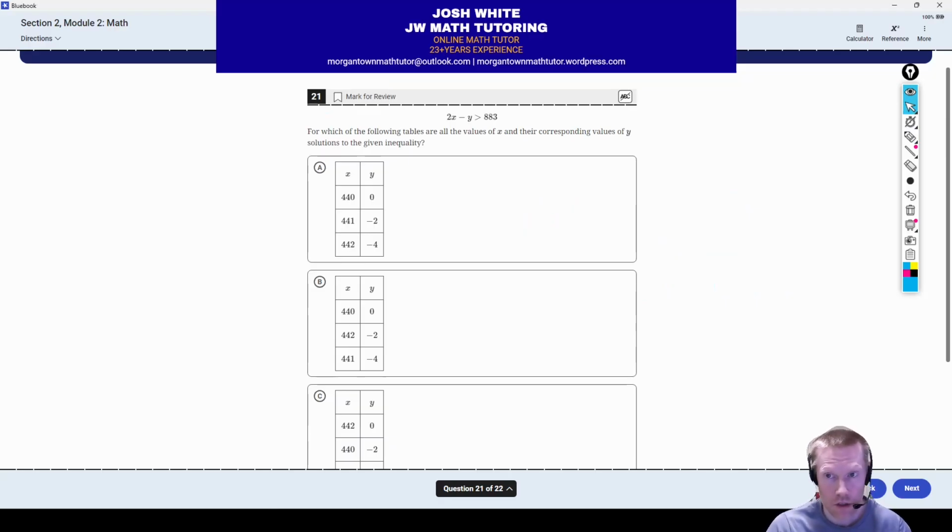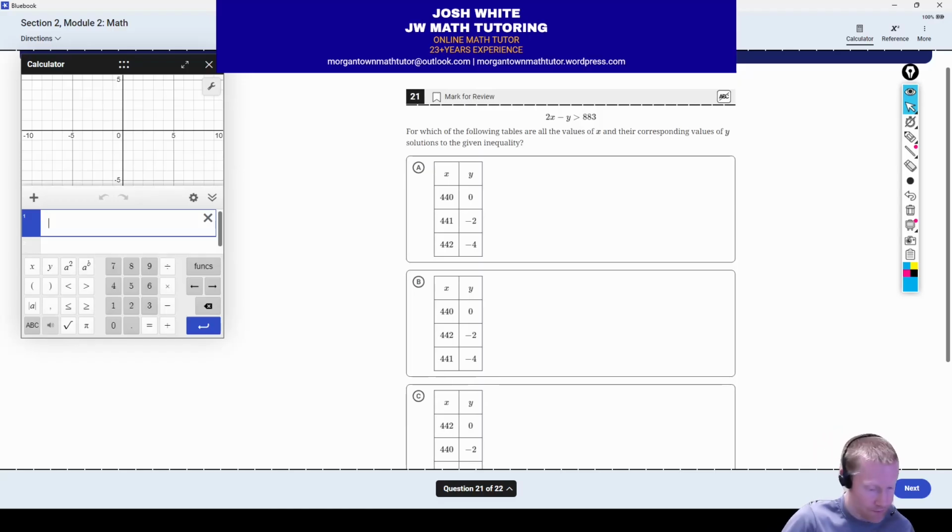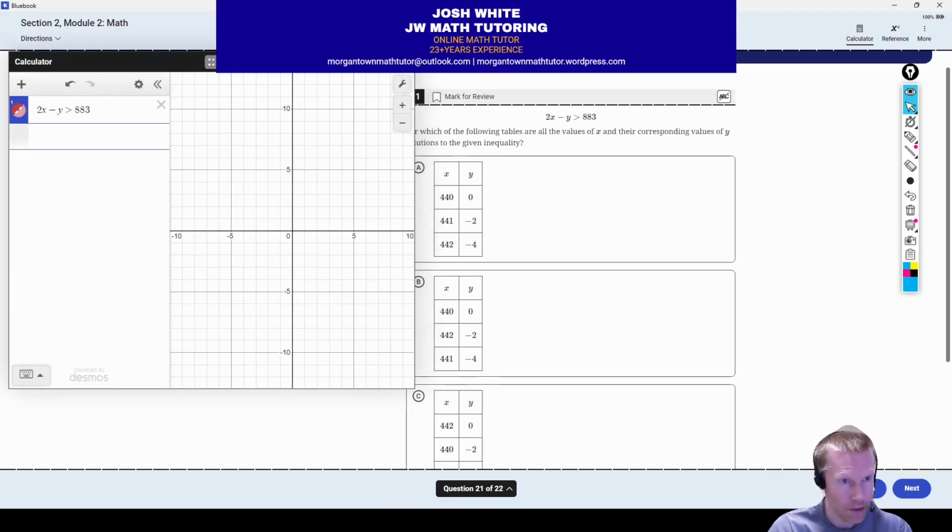Now, of course, you could go to Desmos and graph out the inequality. The problem is we're going to have to zoom out a bit.